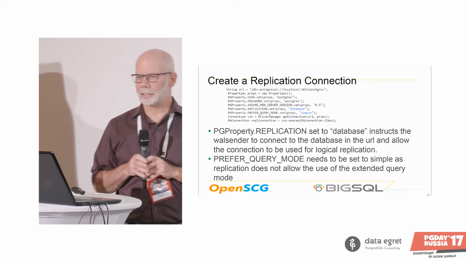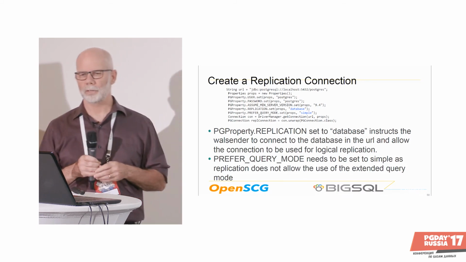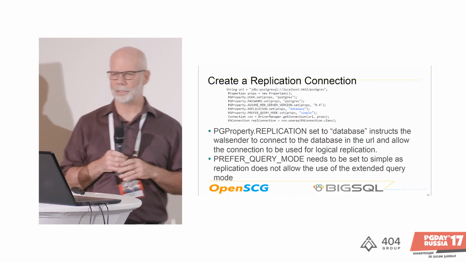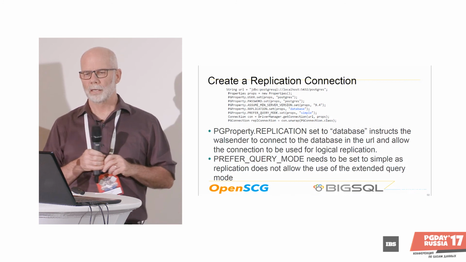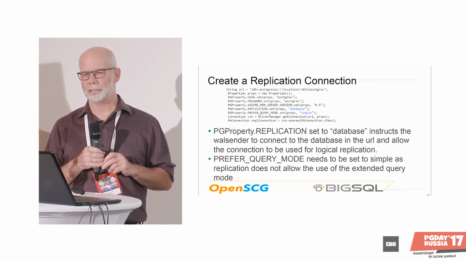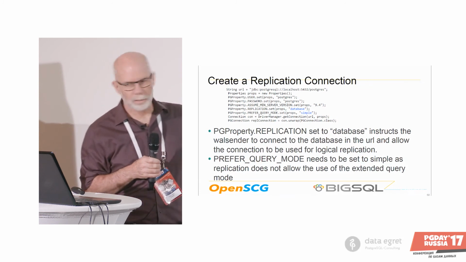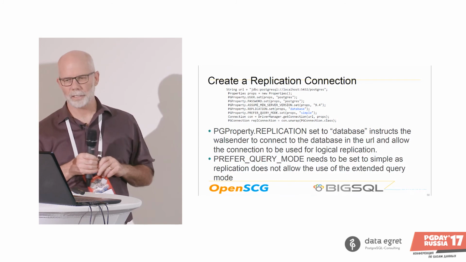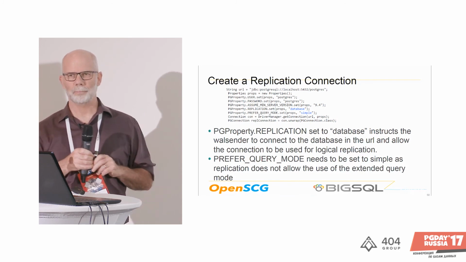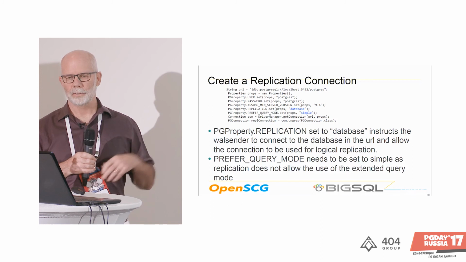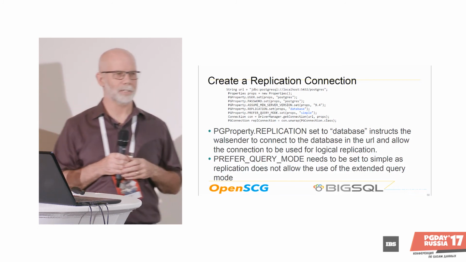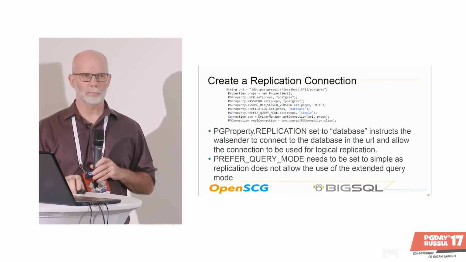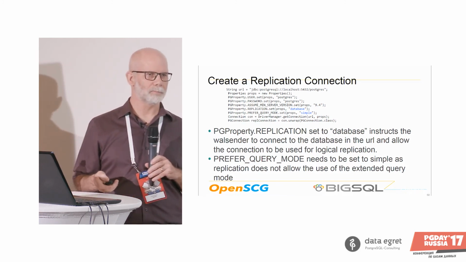So this is how you create a replication connection. As we talked about, the URL is just localhost port 5432. The database is Postgres. We set the user. As I said, you have to set assume minimum server version equals 9.4. You have to set replication equals database. You have to set preferred query mode equals simple. You get the connection, and at that point, you have a connection which is capable of doing replication for you inside the JDBC driver. Okay?